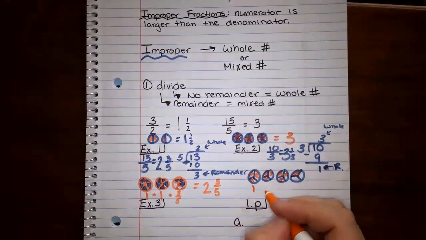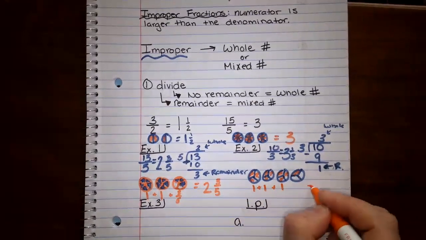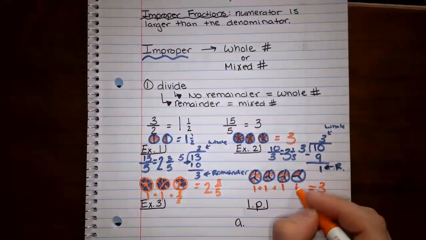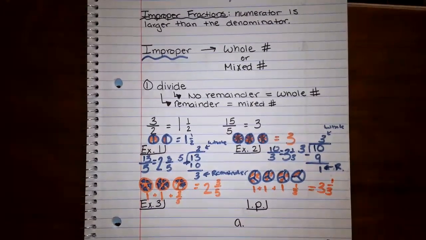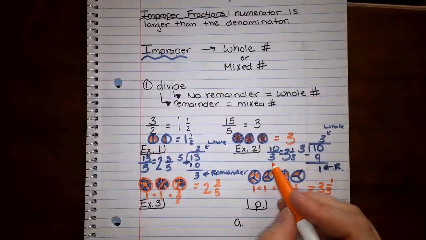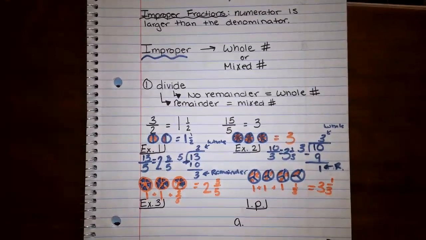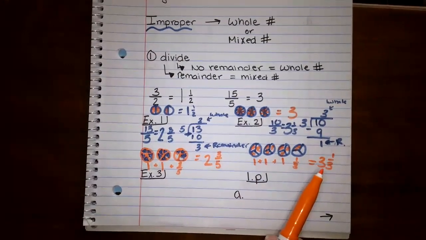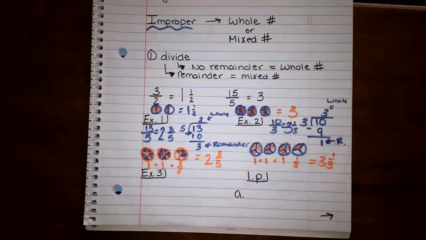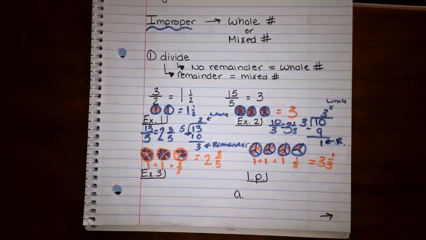So we have 1 whole plus 1 whole plus 1 whole. That right there gives us our 3. And then I have 1/3. So that's how we get 3 and 1/3. So 10/3 is equal to 3 1/3. Okay, so that's changing them both, this one and this one, into mixed numbers where we have a whole number and a fraction. All right, let's go on to example number 3.